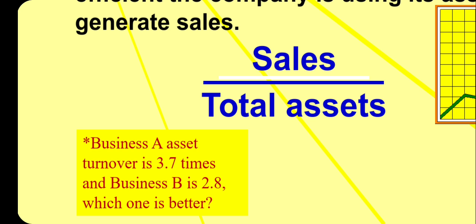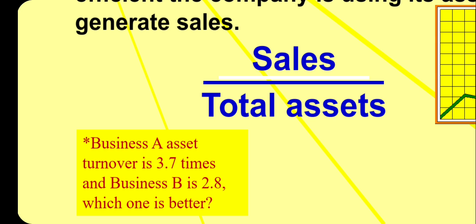So let's say, see the small yellow box here. Business A asset turnover is 3.7 times. Business B is 2.8. Which one is better? Which one is more efficient? The answer is the higher the asset turnover ratio, the higher the efficiency of a business. So for this small yellow box, business A is better in terms of efficiency compared to business B.